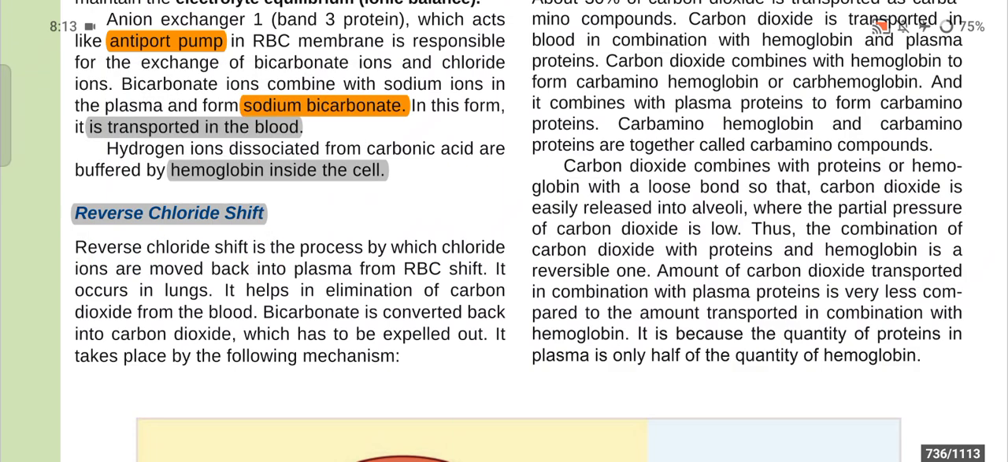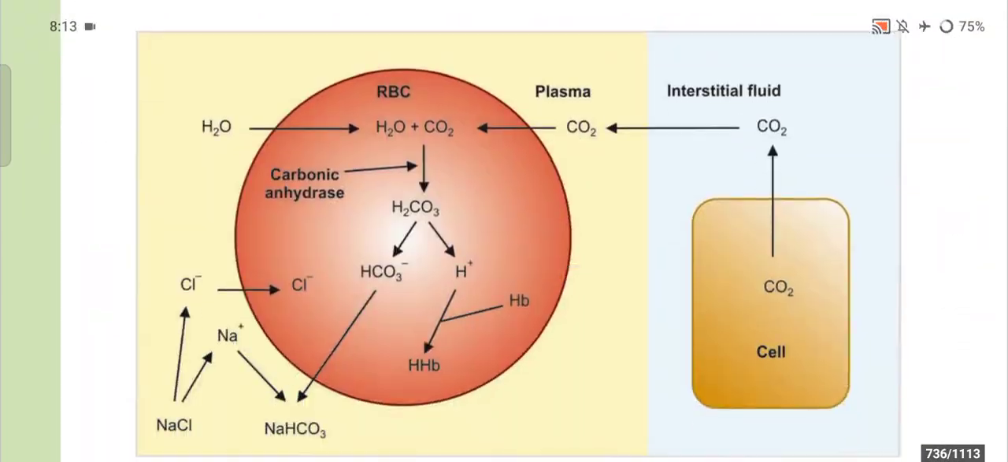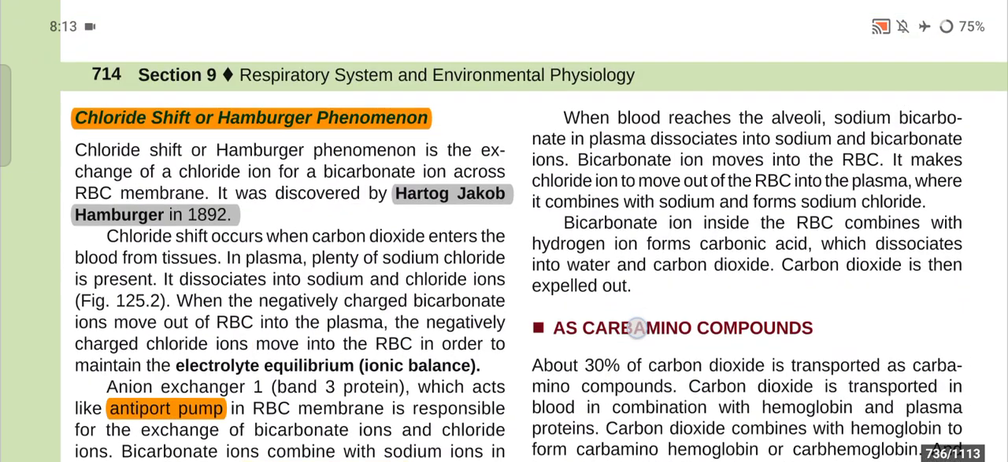Now, reverse chloride shift. Reverse chloride shift is the process by which chloride ions are moved back into the plasma from the RBC, and it occurs in the lungs. It helps in the elimination of carbon dioxide from the blood, and bicarbonate is converted back into carbon dioxide, which has to be expelled out, and it takes place by the following mechanism. This is the mechanism we will discuss.